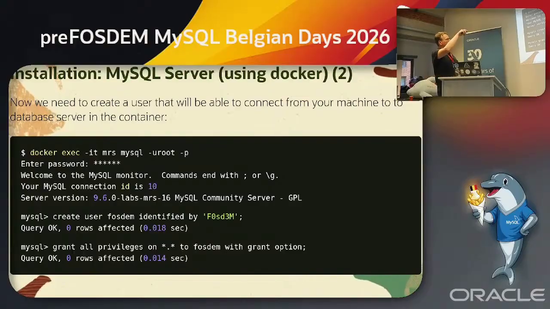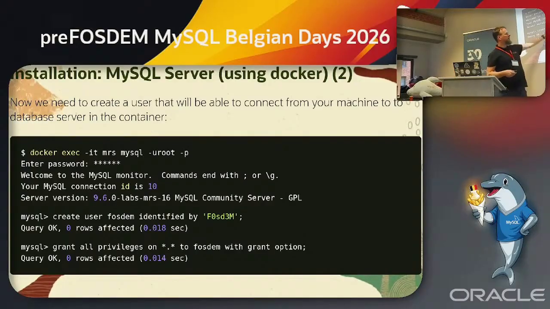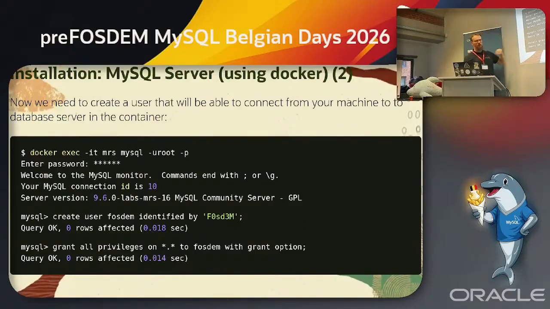Now we will connect, directly using Docker here, to create a user that I will use to do everything. I will create my user FOSDEM with the password, and I give all the privileges with grant option, so I will be able to connect from my shell to my Docker server.